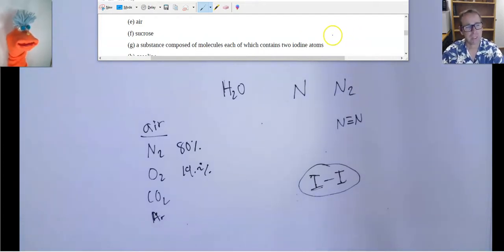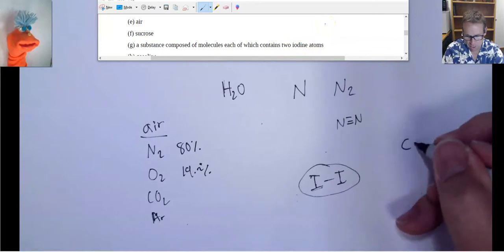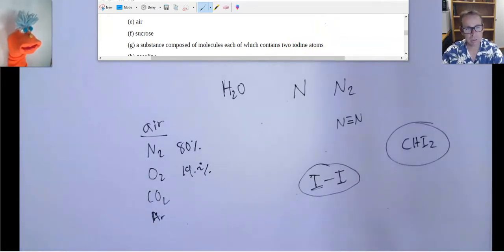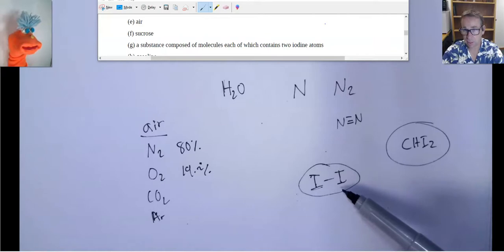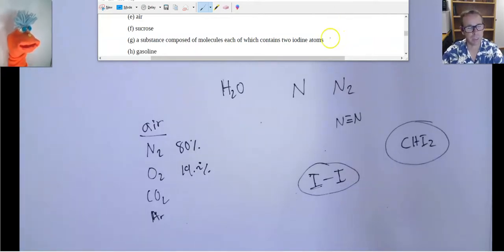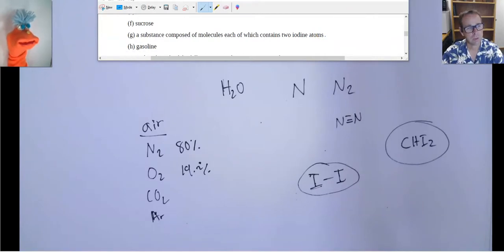So, okay, if it means exclusively only 2 iodine atoms, that's elemental, but it's molecular in nature. If it means a compound like this one, CHI2, each of these molecules contains 2 iodine atoms. It's not exclusively 2 iodine atoms, but it contains 2 iodine atoms. Then this would be a molecular compound. So it's kind of a difficult question. Confusing.